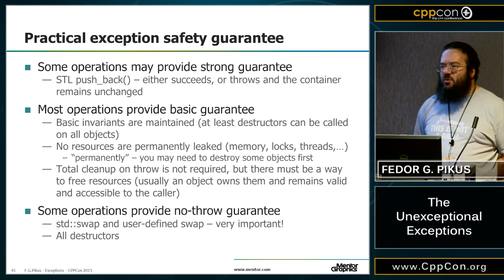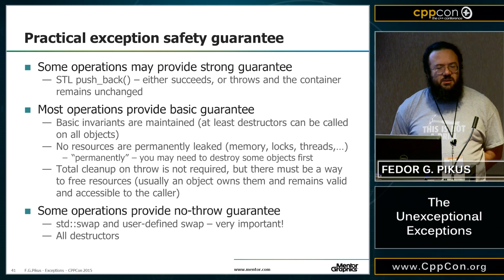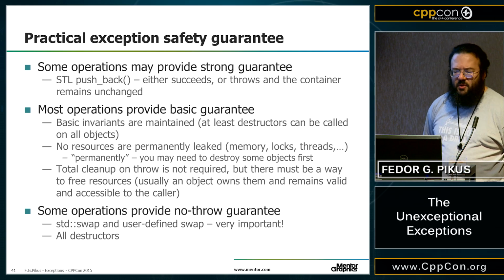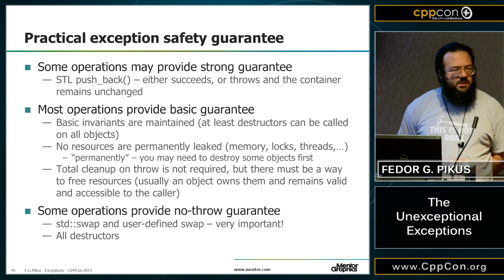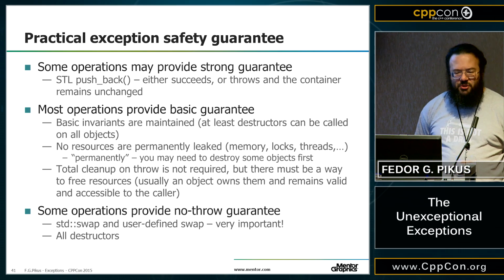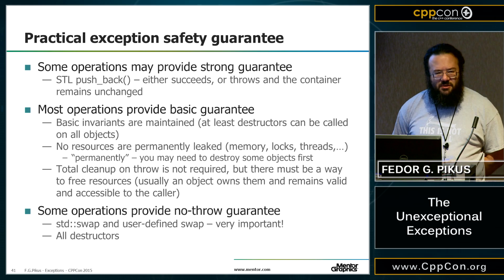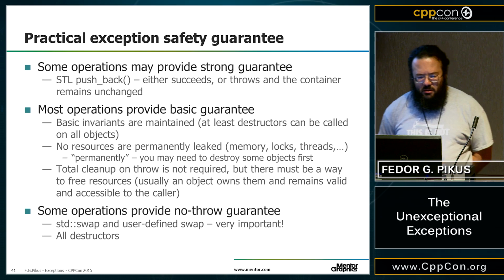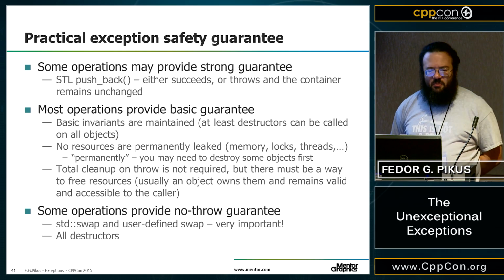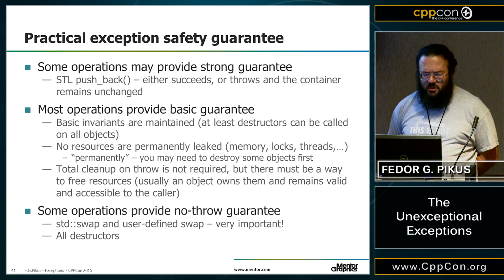So in practice, you have some kind of medium. For example, STL provides the strong guarantee on certain functions, and it's documented which ones. For example, STL push_back either succeeds or throws and makes no changes to the container. Now, it doesn't actually make no changes. It makes changes. It just throws them back. Or at least it may make changes, because you may throw sometime halfway through push_back, in which case some of the changes were already made. It just guarantees to undo them.